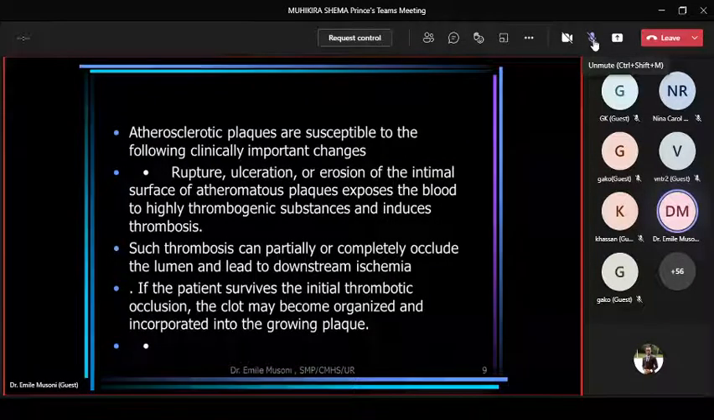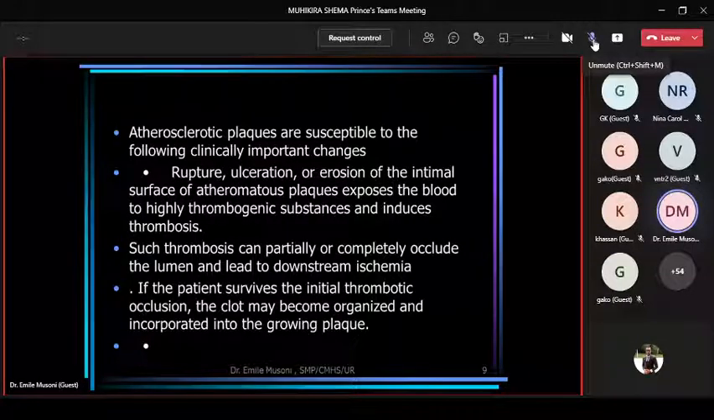They say atherosclerotic plaque is a step to the following clinically important changes. Atherosclerosis can cause rupture of the blood vessel, ulceration, and erosion of the intimal surface of the atheromatous plaque. Then the blood is exposed to highly thrombogenic substances, inducing thrombosis, the formation of a clot. Such a clot partially or completely occludes the lumen and leads to downstream ischemia. Ischemia means that there is diminution of the oxygen in the tissue.